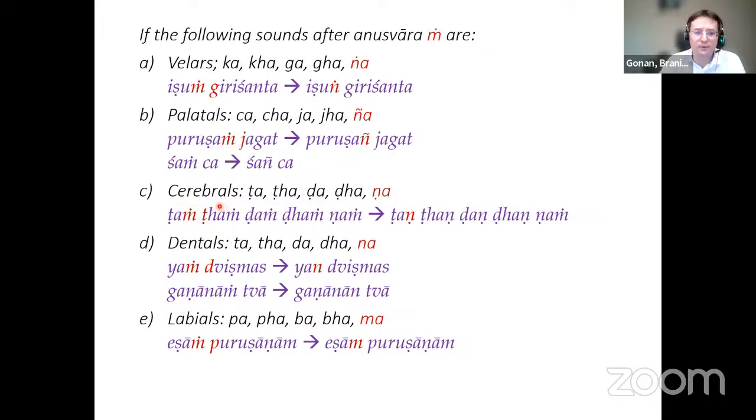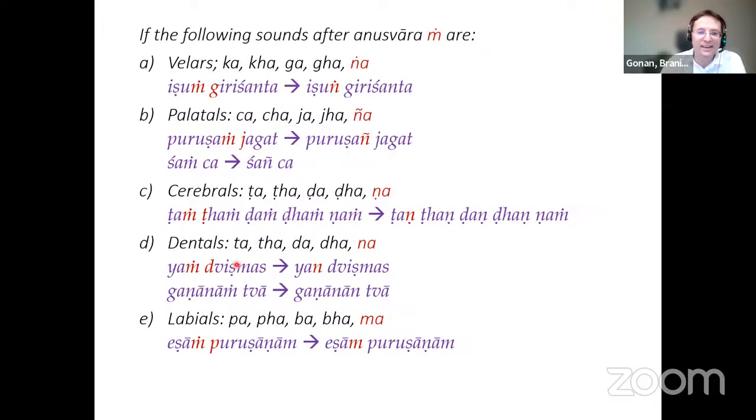And then the same with cerebrals. The cerebral group: ta, tha, da, dha, na. When we have anusvara before t, it is changed into the nasal pair, which is n. So tan, tan, tan. Because if we would chant tam tan, we will break our tongue, right? So that's why tan tan.